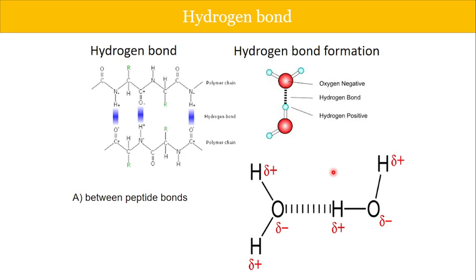Now coming to the hydrogen bond, there is nothing much to say about this bond because most of you are aware of it. A hydrogen bond is formed between an electronegative atom and the hydrogen.